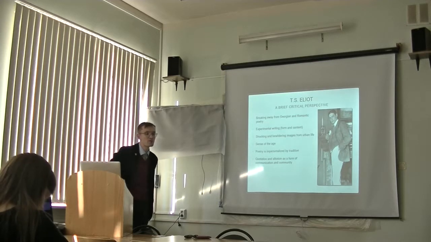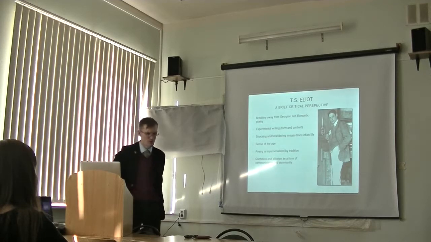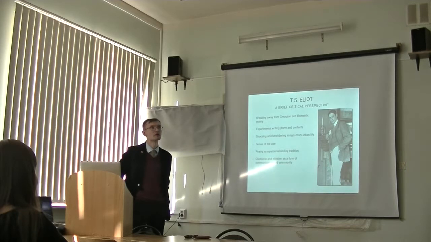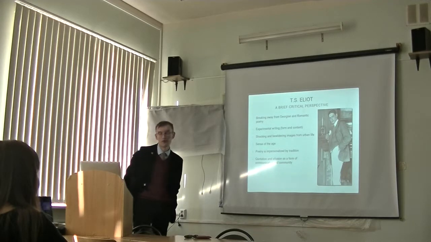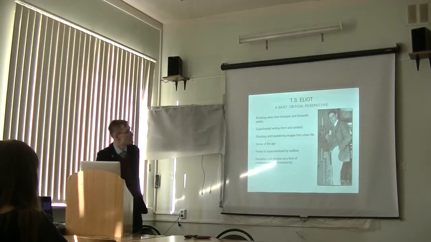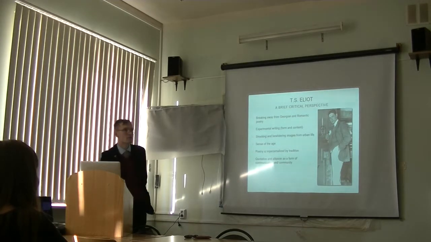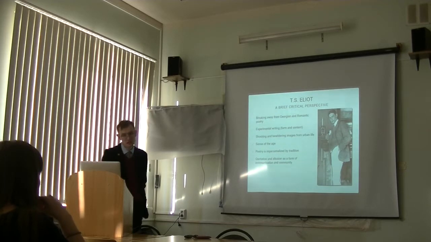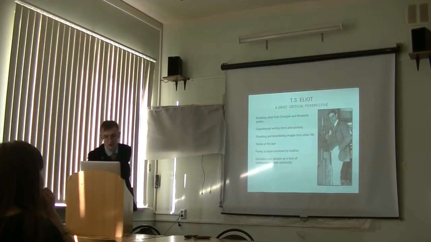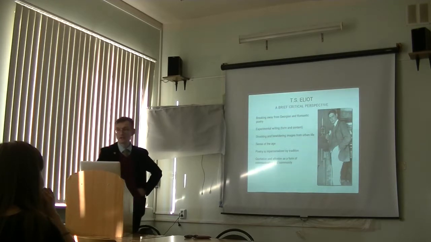So Eliot was not a person who wrote particularly a lot. He did write a few plays. He wrote quite a lot of poetry, not much, but still a lot. And he was quite prolific as an essayist and as a person who commented on poetry. So, the first and most important thing: he breaks away from Romantic tradition and from Georgian tradition. In what way does he break away from these traditions?